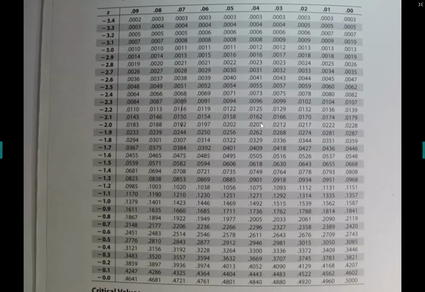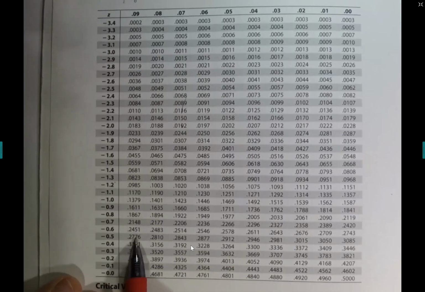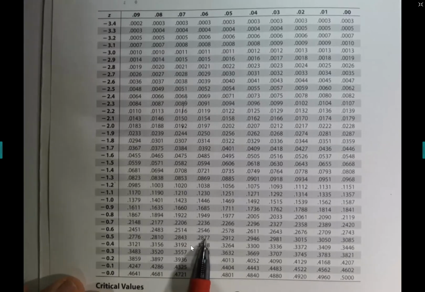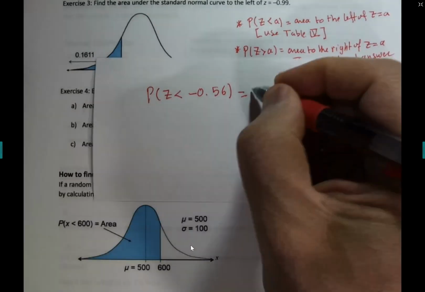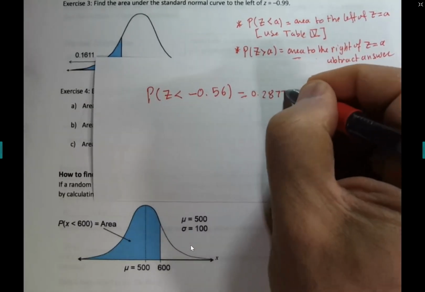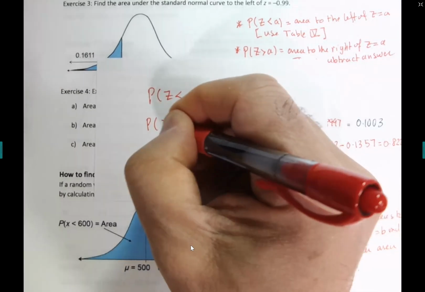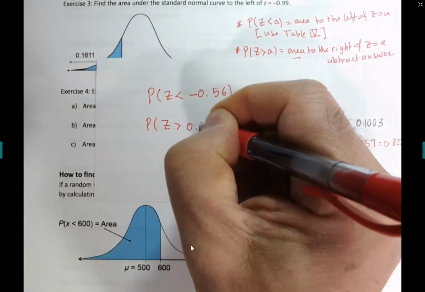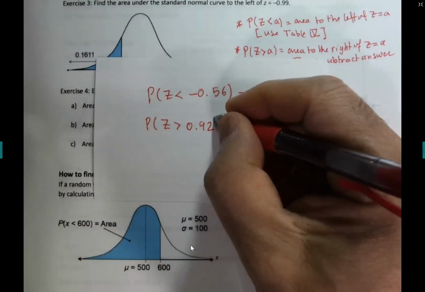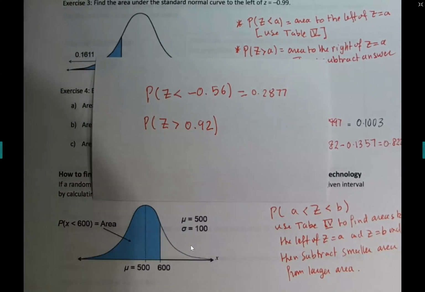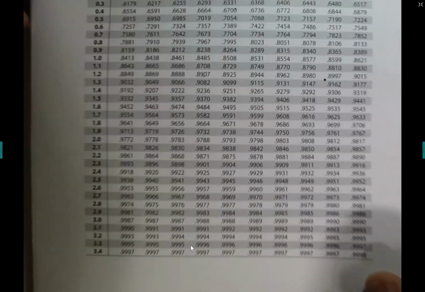Okay, let's see what the answer is. 0.2877, let's see. 56, so I have 9876, 2877, that is correct answer. Yes. Next question. Z is bigger than 0.92. Bigger than, it's an area to the right, guys. So let me show you the 92 and tell me what you're gonna do with this.